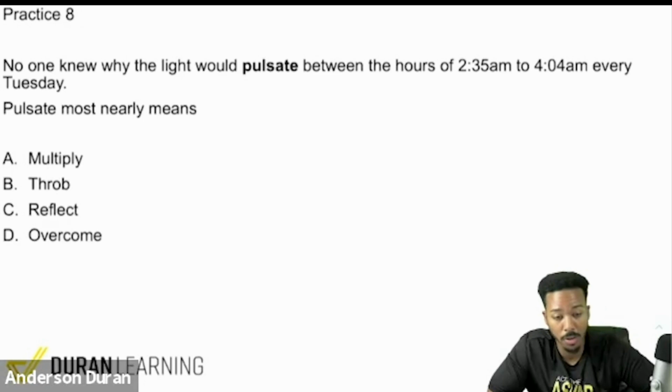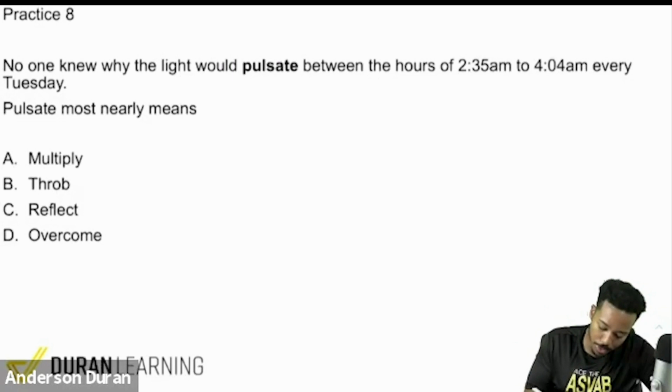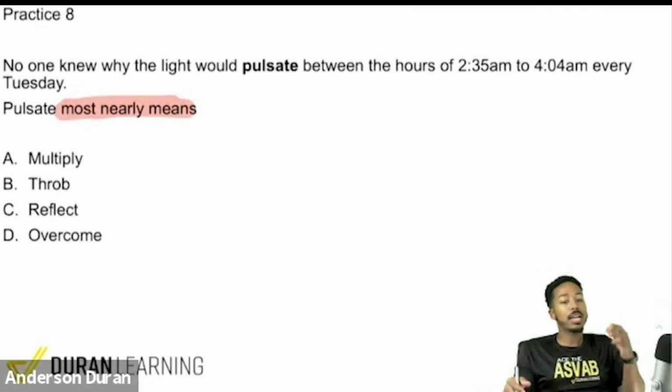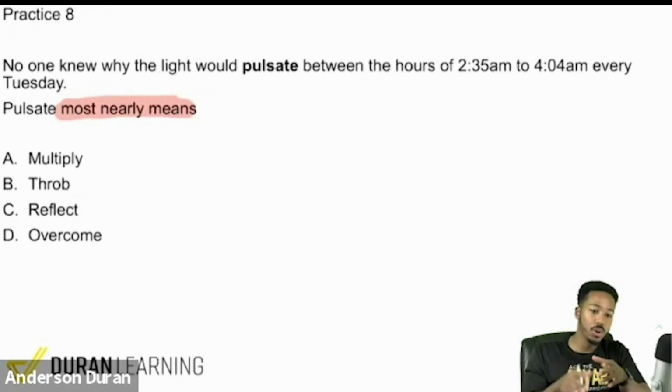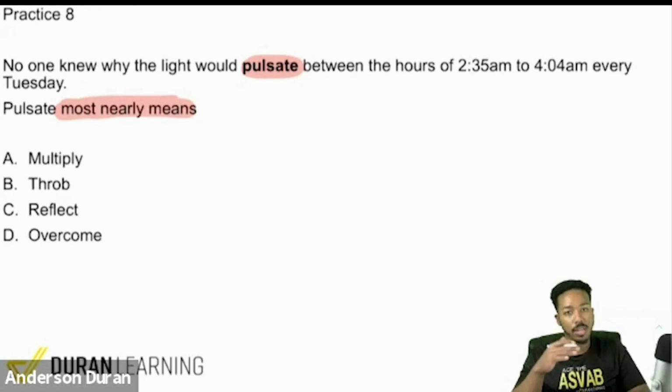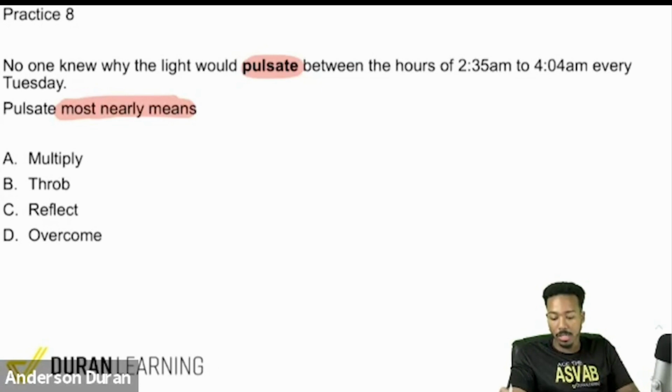So this is one of those situations where the definition of the correct answer may not make total sense if you were to throw it in, but it is the most closely related word. Remember that the name of the game here is most nearly means. You can have words that mean the same or a similar sentiment, but in different contexts. The word pulsate basically means to flow in and out, or in this case, flicker. Has anyone here heard of the word flicker before? No one knew why the light would flicker between 2:35 a.m. to 4:04 a.m. Does that make sense? That would make it way too easy.